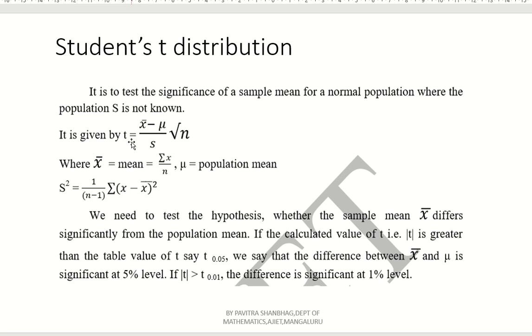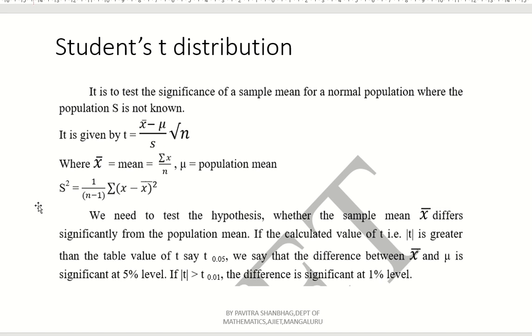Okay, it is denoted by what? T. T equal to x bar minus mu divided by S into root n. Here n represents what? Sample size. X bar represents what? Sample mean. Mu represents what? Population mean, right? Okay. Now x bar is nothing but the sample mean. Mu is nothing but the population mean here.